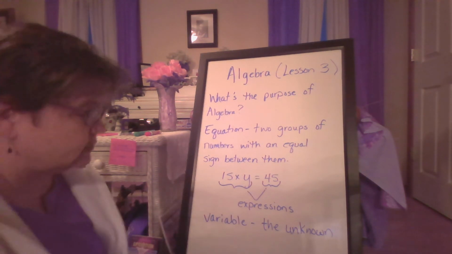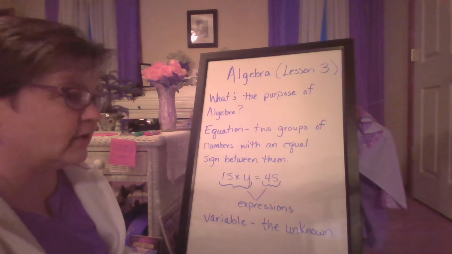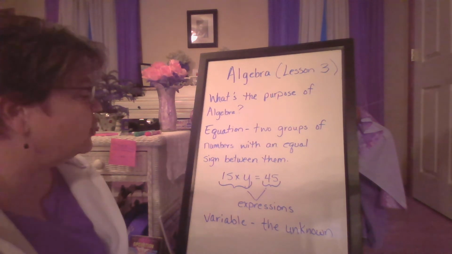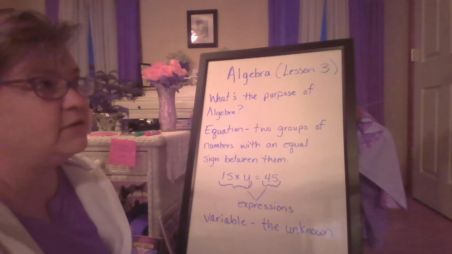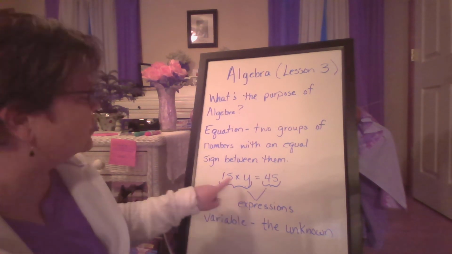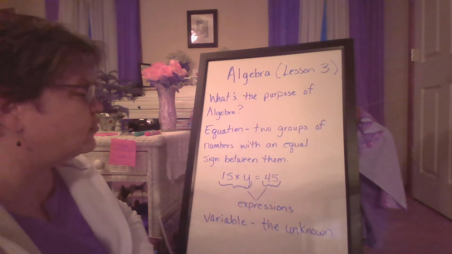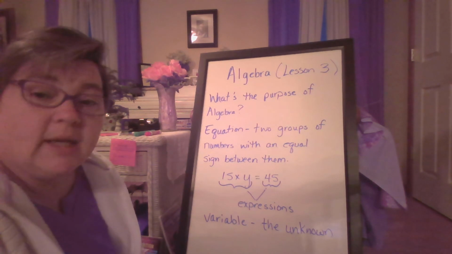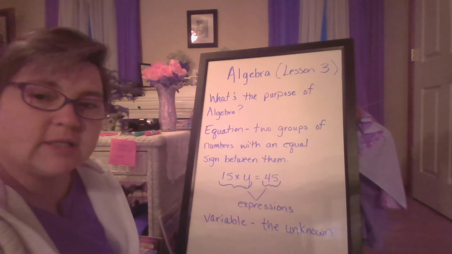Now, if you're an adult, you can probably do this in your head and go 15 and 15 is 30 and 30 and 15 is 45. So that's 3 15s. 15 times 3 equals 45. So you'd say, well, y equals 3. That's not difficult.